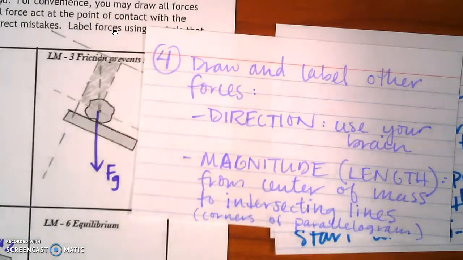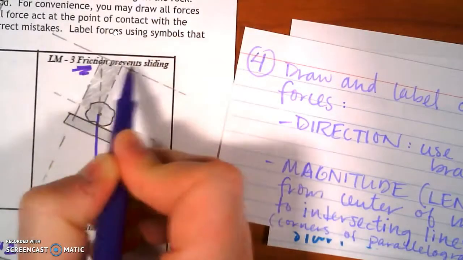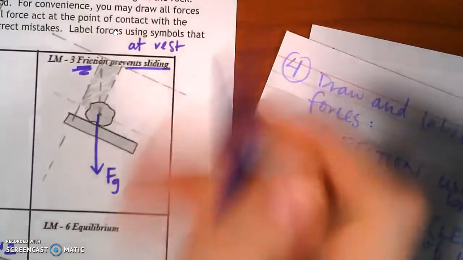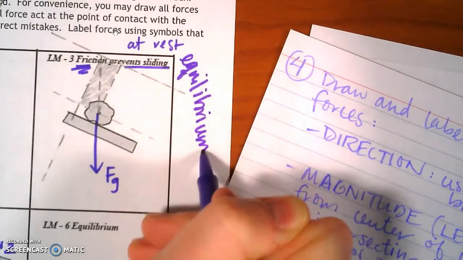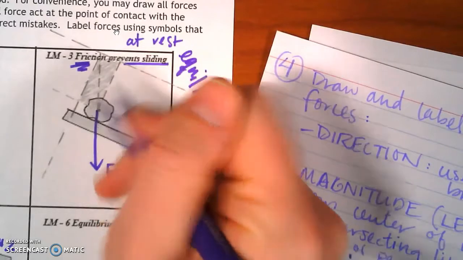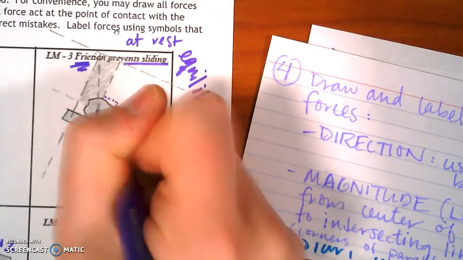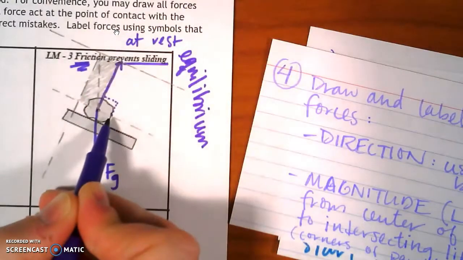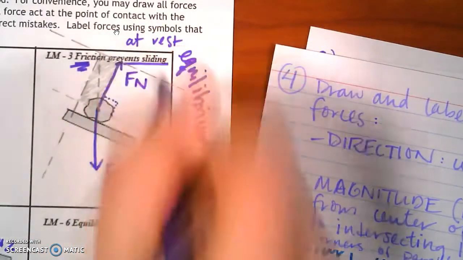So step 3, I'm going to draw and label the forces. So this is where you have to use your brain a lot more sometimes because we have to figure out what's happening. This says the force of friction prevents sliding. So this is an object at rest. That means that it's also in equilibrium. All of the forces are balanced and canceling each other out. So this is resting on a surface, so I know I have a normal force, but my normal force is always at a right angle to the surface. This line that's perpendicular to our surface and goes up to this corner of our parallelogram, that's our normal force.